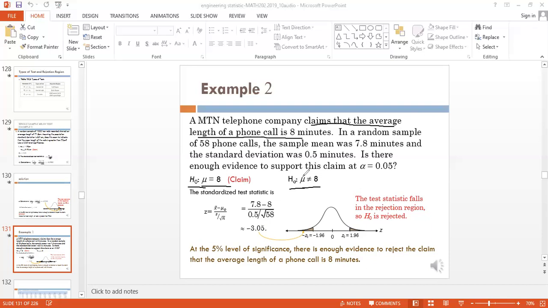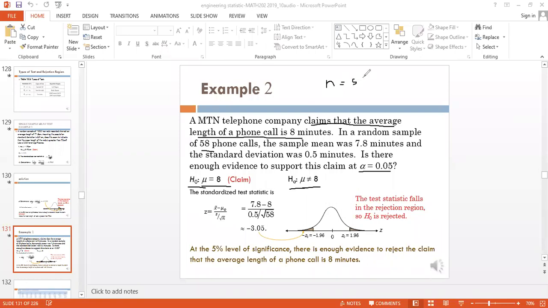Then the next step is to state your alpha level, which has been given as 0.05. The third step is to decide which test statistic to make use of. Now let's go back to the statement. Here we are told that the average length of phone call is 8 minutes in a random sample of what? 58 phone calls. So your N is what? 58. N has been provided as well, 58.